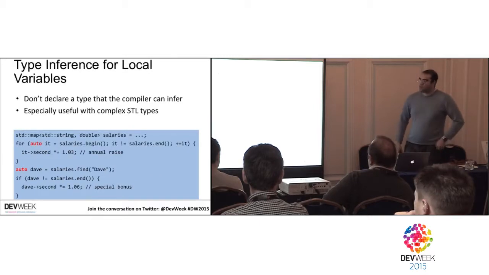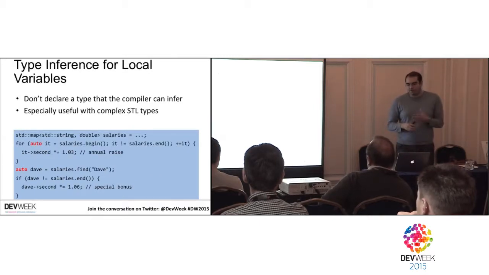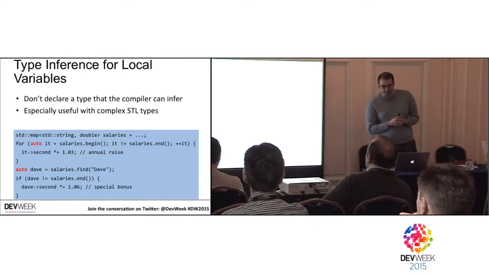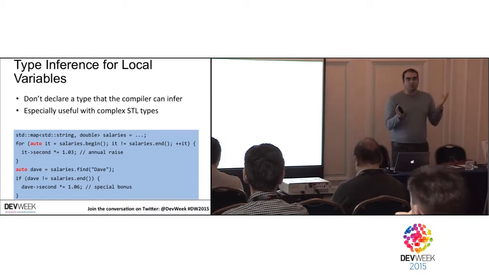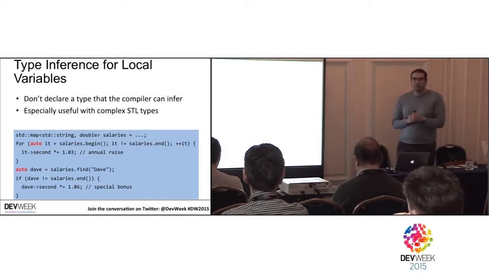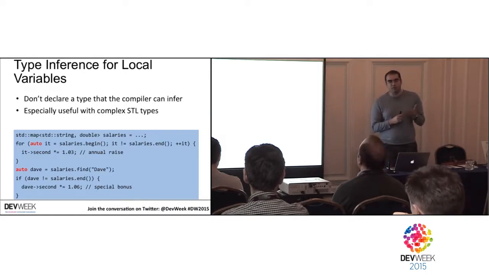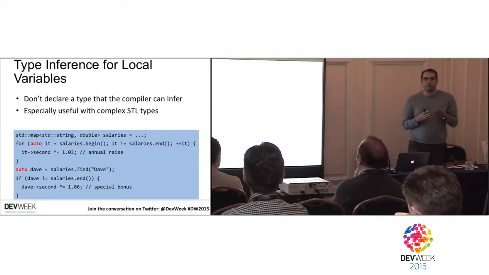Let's take a look at another one, which is probably the best known feature of C++11 and one of the most useful ones as well. I really like it too. And that's type inference for local variables, or auto. Basically, whenever you are declaring a local variable, you don't have to spell out the type if the compiler can figure out the type anyway.